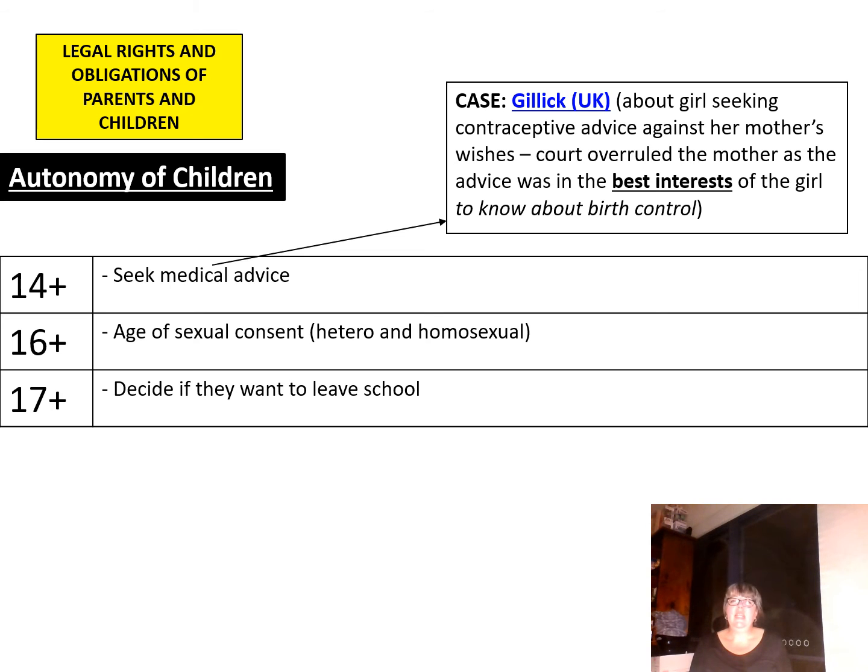Okay, so this 14 plus. In the case of Gillick, this happened in the UK. Gillick's where we get the term whether or not someone's Gillick competent. They have the ability to make decisions. This was about a girl seeking contraceptive advice against her mother's wishes. The court overruled the mother as the advice was in the best interest of the girl to know about birth control. So any kid 14 years plus can go to the doctor by themselves.